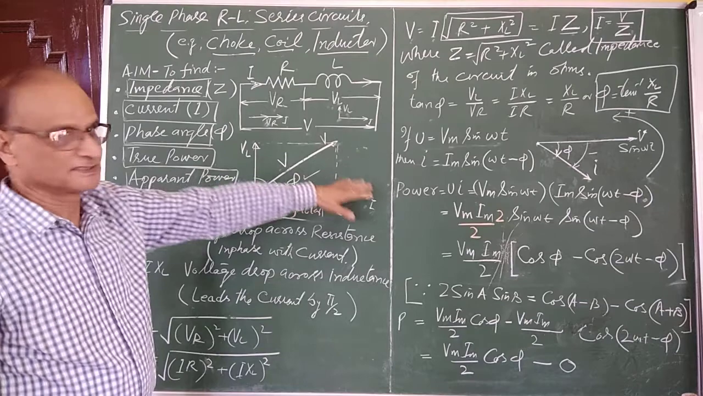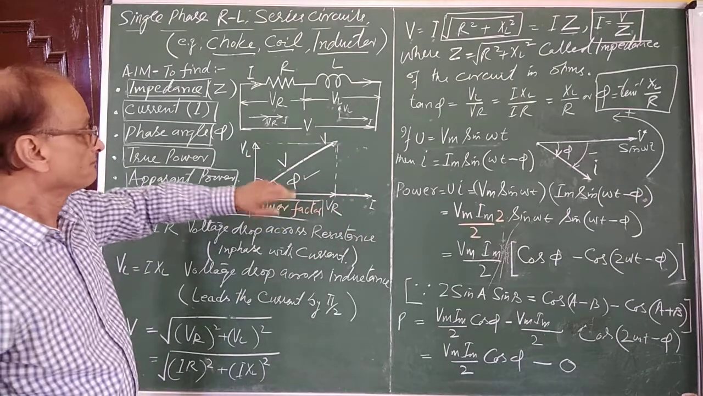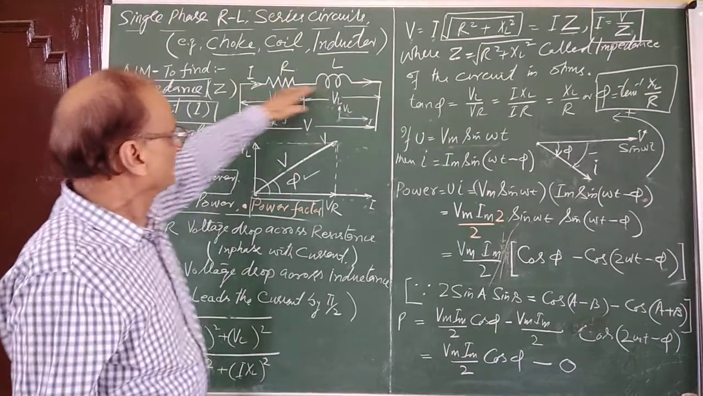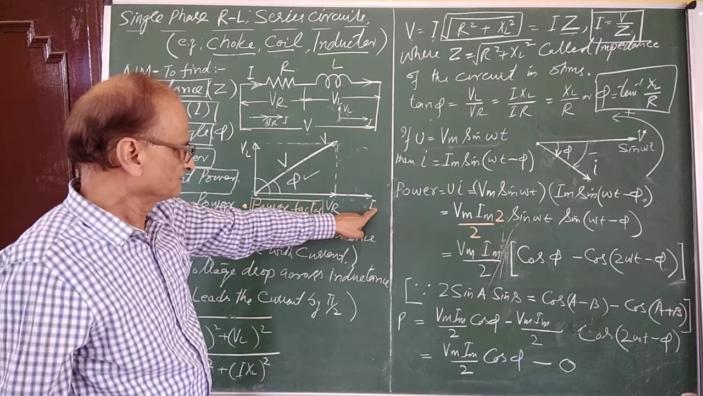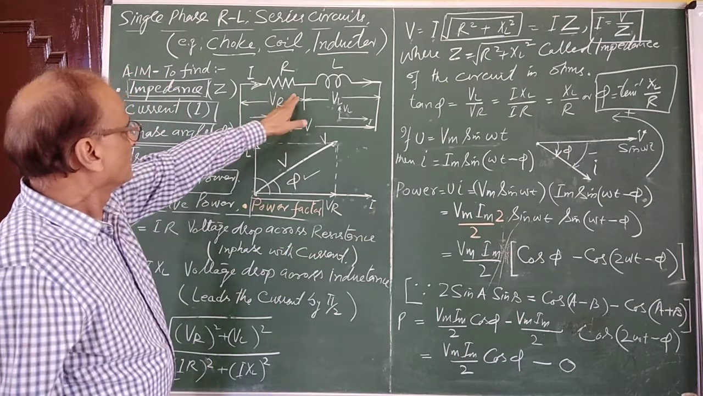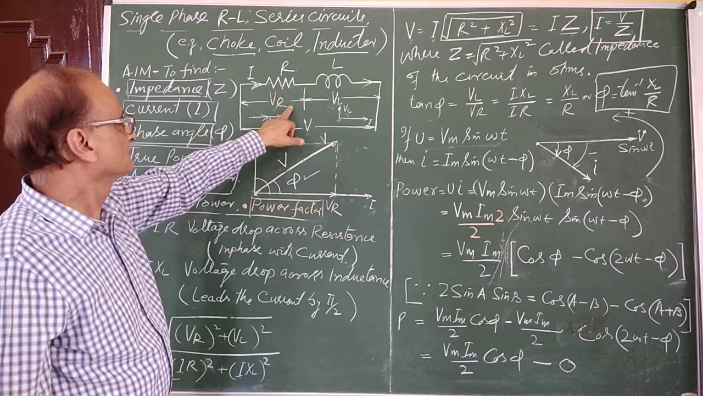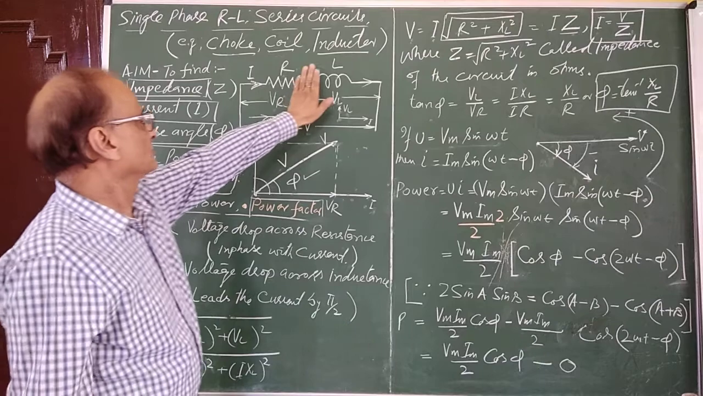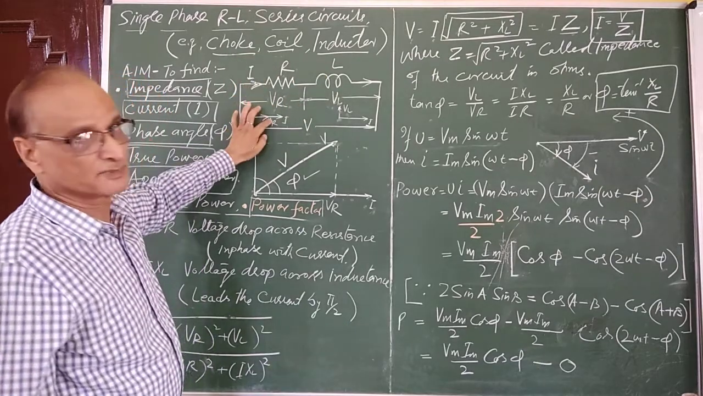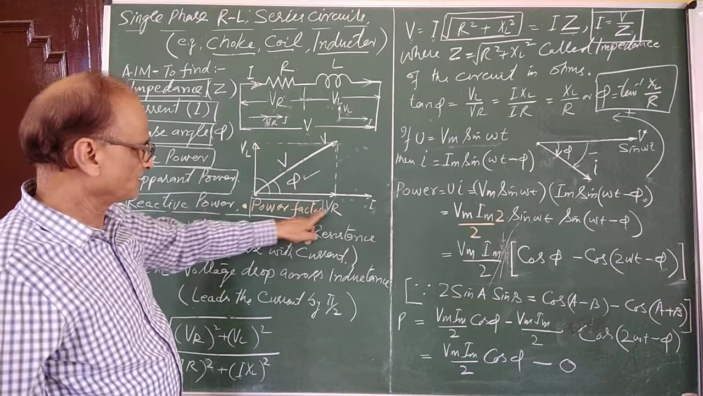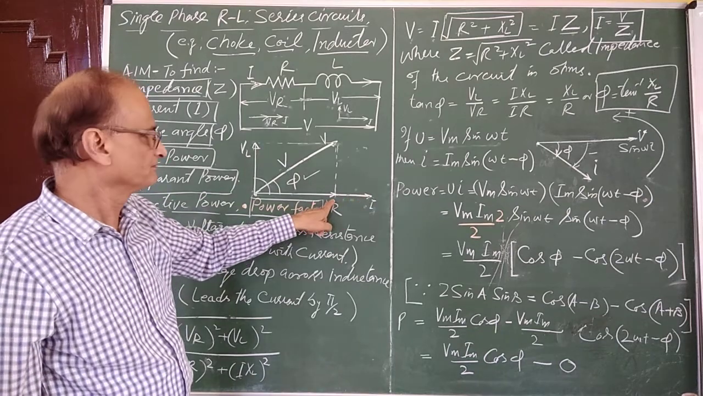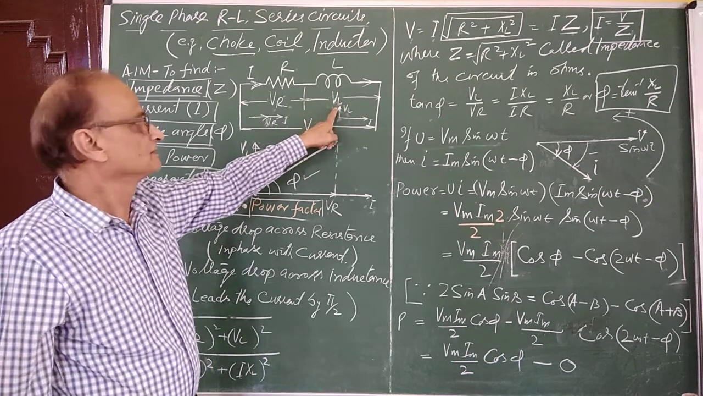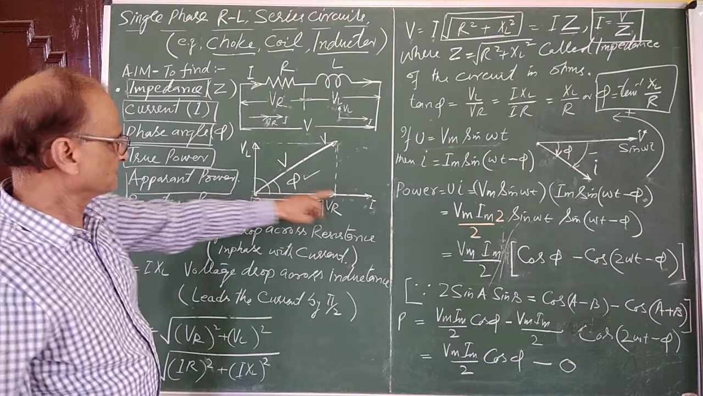First, we will draw the phasor diagram of these voltages. Current is common in R and L, so we take current as the reference phasor. Now, how to plot VR? VR is the voltage drop across resistance, and we know that in pure resistance, voltage and current are on the same line, or in phase. So we draw VR on the same line. In pure inductance, voltage leads the current by 90 degrees. So VL leads the current by 90 degrees.